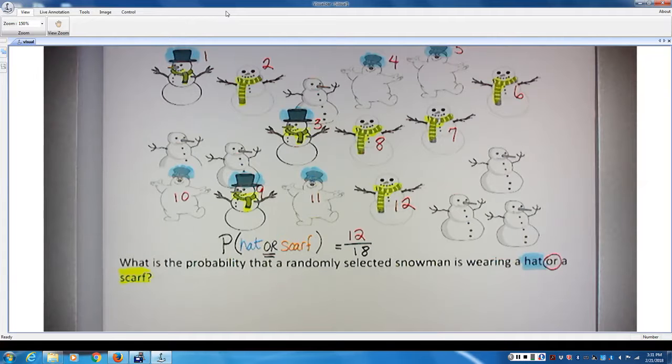Now, to review a little vocabulary from last time, that's because wearing a hat and wearing a scarf for those snowmen is not mutually exclusive. It is not disjoint, because you have snowmen that both wear hats and wear scarves. Okay? So those are not disjoint events. If it were, then the snowman could either have a hat or the snowman could have a scarf, but not both. Okay?